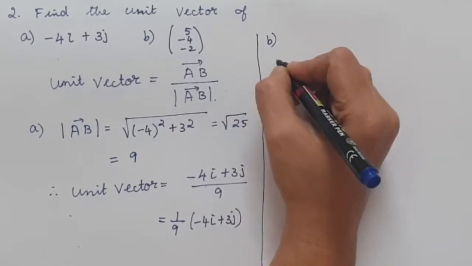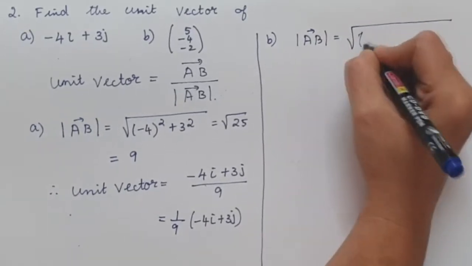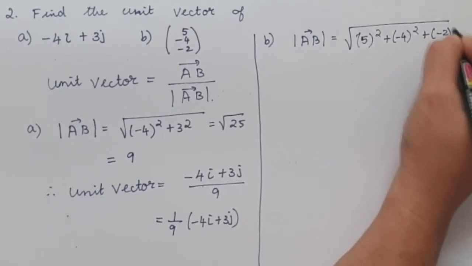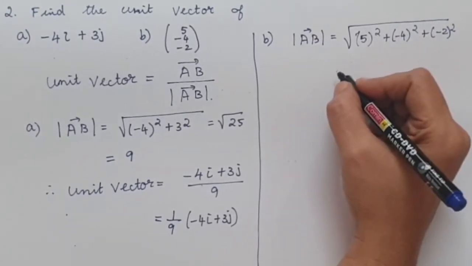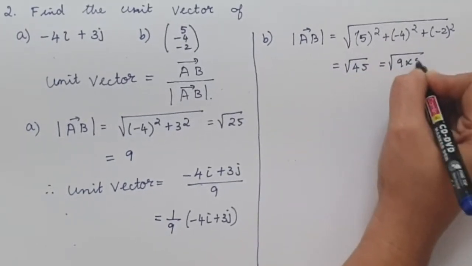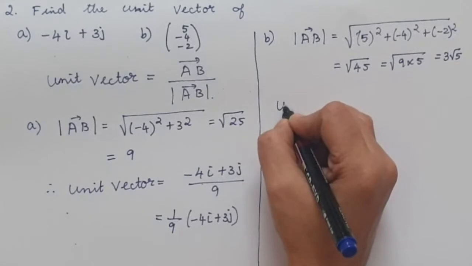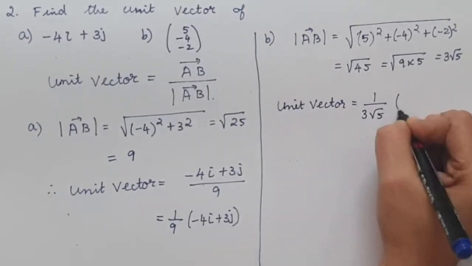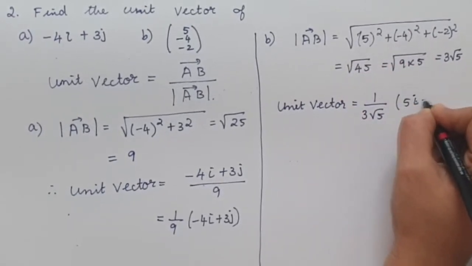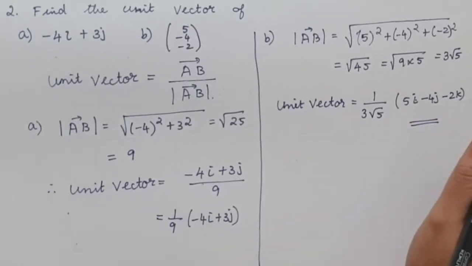Now let us do the B part. Now the magnitude of AB will be equal to, 3 values are there. So do all the 3 values: 5 square plus minus 4 square plus minus 2 square. When you simplify this, we get our answer as square root of 45. Square root of 45 is, 9 fives are 45. Square root of 9 is 3. So 3 into square root of 5. So our unit vector is 1 over 3 square root of 5 into our vector, you can write it in this format, that is 5i minus 4j minus 2k. This is our unit vector.